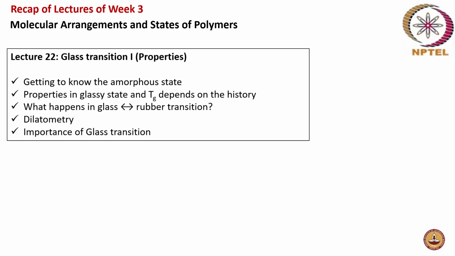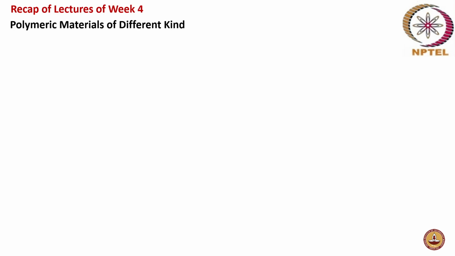Yeah. And then the next lecture was on glass transition. So what happens in glass to rubber transition? Okay, properties in glassy state, right? So there will be huge property changes when material changes from a glassy state to rubbery state, right? And dilatometry was discussed. Importance of glass transition was discussed. Next, week 4 lectures were on polymeric materials of different kinds.